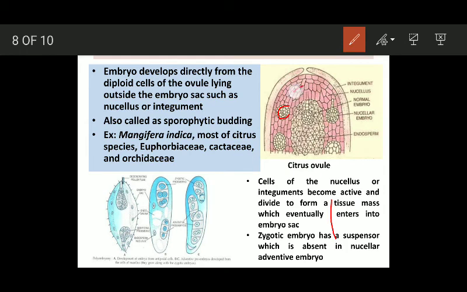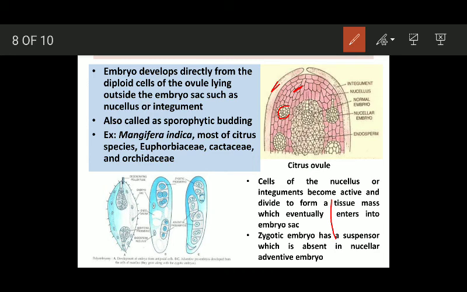These cells are nucellar cells, and this represents the integument. If the embryo development takes place from the cells of nucellus or from the cells of integument directly without forming the embryo sac, this is known as adventive embryony. Okay, simple. I will repeat this definition. It is a development of embryo directly from the cells of either nucellus or integuments without forming the embryo sac.